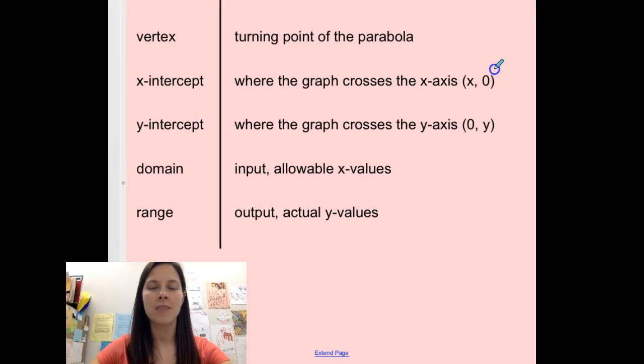An x-intercept is where the graph crosses the x-axis when our y value is 0. A y-intercept is where the graph crosses the y-axis when we have an x value of 0. And finally, we will be revisiting domain and range of a function. Domain are the input or the x values that can go into the function, and range are the y values that we get out of the function.